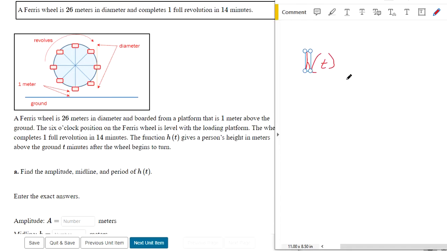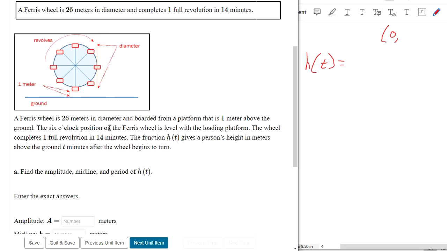And so with a lot of functions, I think it's easiest if we get some data points to help us model the function. So like we want to know what's happening at time t equals 0. Right? How high is the Ferris wheel? Because that's what h in the h of t stands for. So when t is 0, what's the height of this thing?